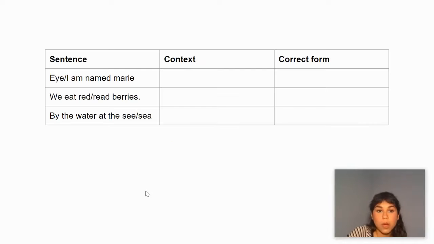Okay, now we are going to work on this together, except you are going to tell me the context of the sentence so that I know what is the correct word to choose. So, like we know, the context can be found in the sentence, and context can also be in a word. So, the first one, I am named Marie. What is some context of the sentence that will help us to determine the right word that belongs in this sentence?